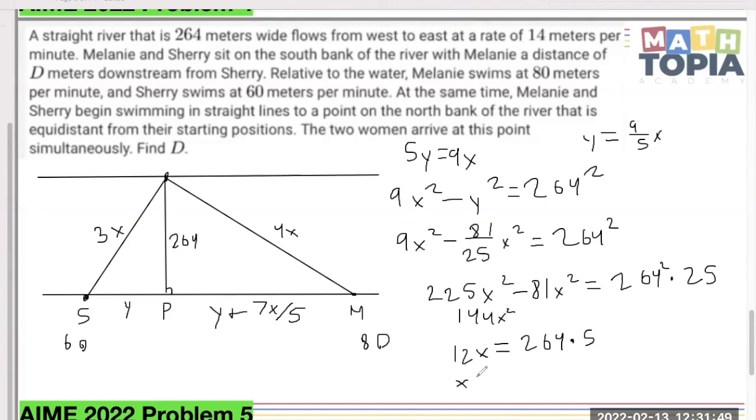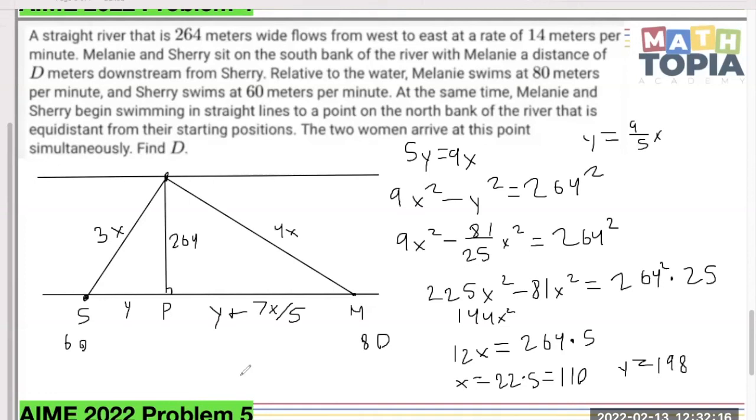Now if we divide by 12, we'll see 264 is a multiple of 12. That is just 22 times 12. So x is just 22 times 5, and that's just 110. And y is just 9/5 of that, 9 over 5 times this. The 5s cancel. We're just left with 22 times 9, which is 198.